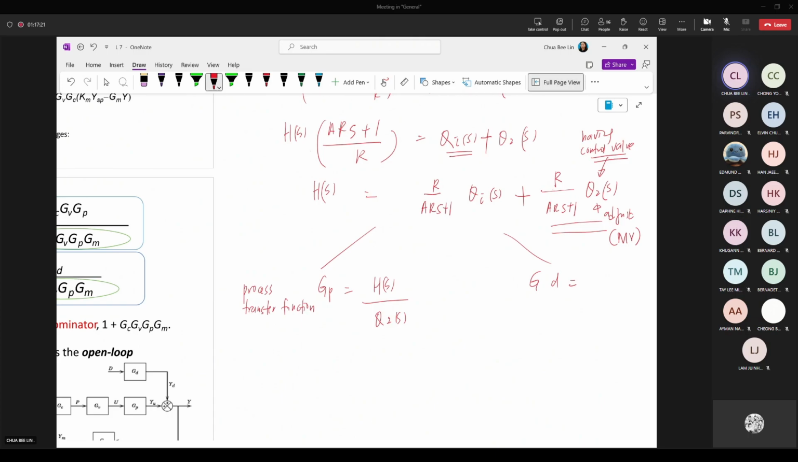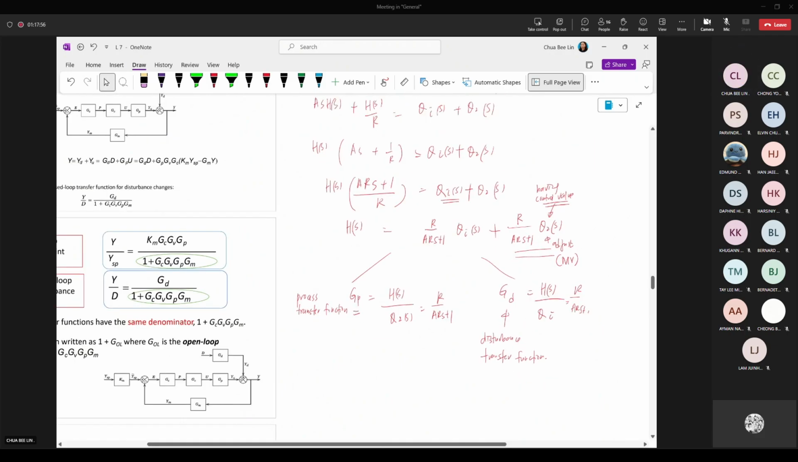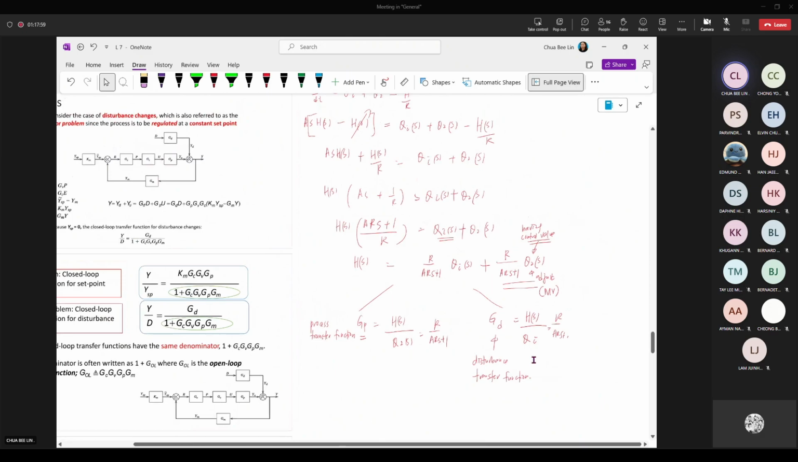We have one example early on. I think about the tank, not about the level. I can't remember already. I think similar question. So this is just a recap. So output over the input which have no control valve, Qi. So this one will be R over ARs plus 1. This one also R over ARs plus 1. So this is how we derive the transfer function of the process. And this is the disturbance transfer function. We derive based on the transfer function method where we use the unsteady state minus the steady state.